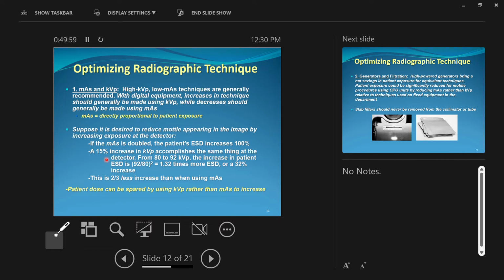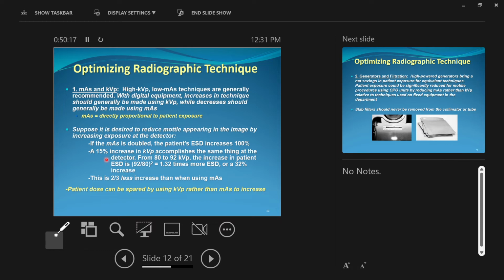So if you increase the mass, you're also increasing the time. You can increase the mass without increasing the time, because you can just increase the milliamperage. So let's say I wanted to make 10 mass, right? I was at 100 milliamps for a tenth of a second, the example we gave earlier, right?